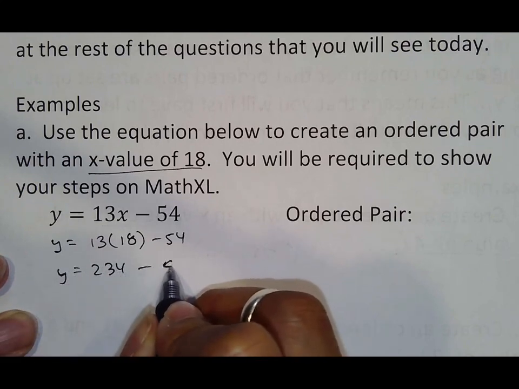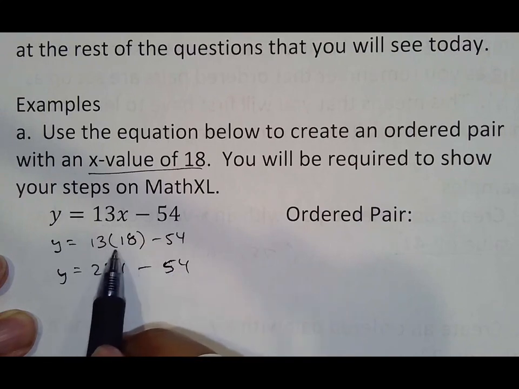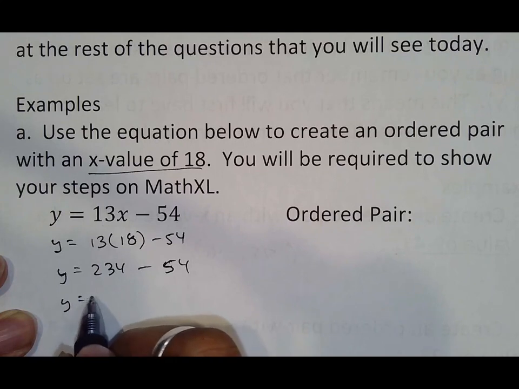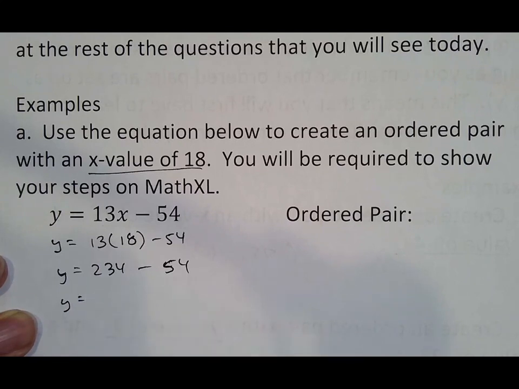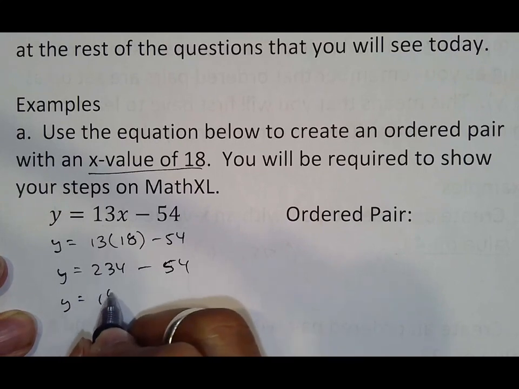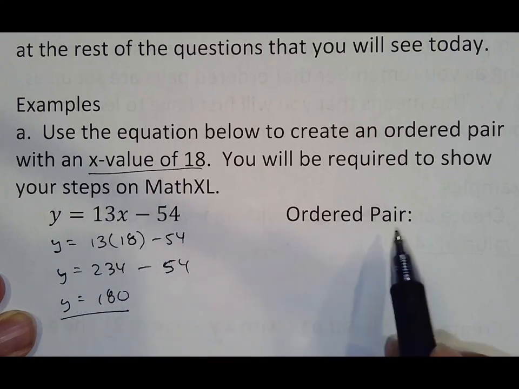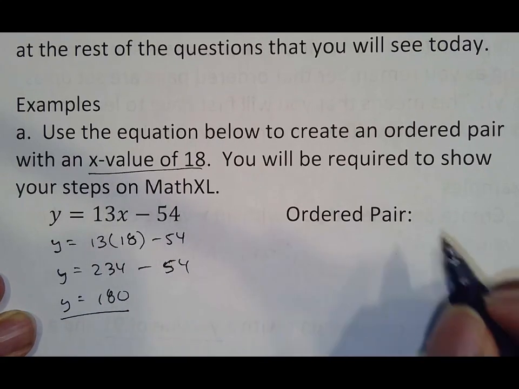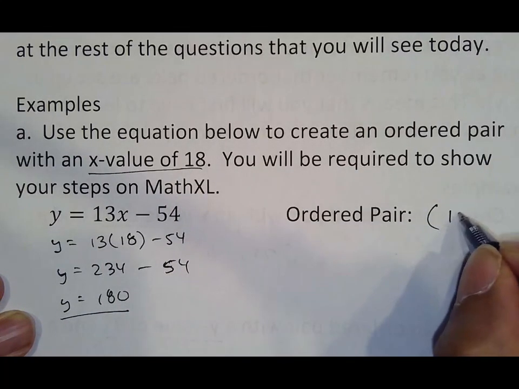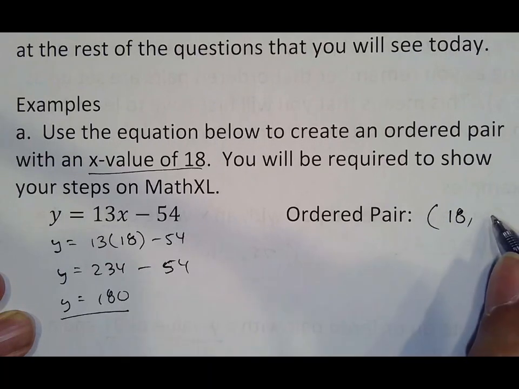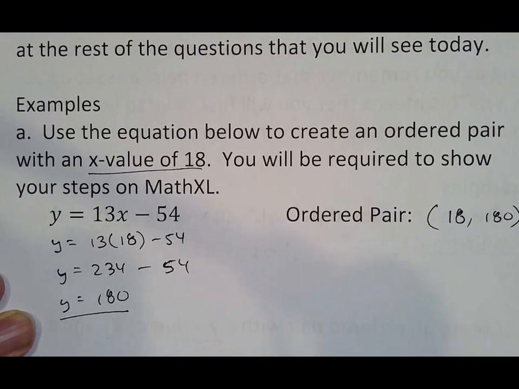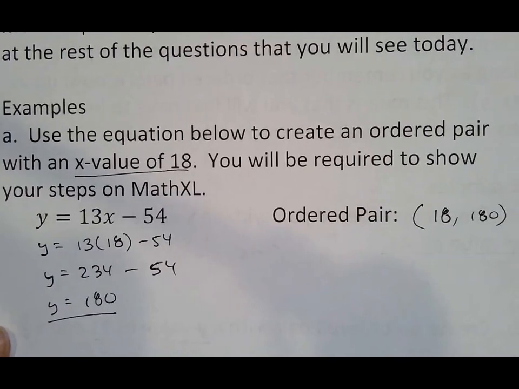So 13 times 18 is 234. Minus 54, because remember again, order of operations means multiplication first before subtraction, and then 234 minus 54 is 180. Now that's part of what we do, but now we have our y value, we have our x value, and they want the ordered pair, so you've got to remember again, x goes first, so 18, y would be 180, and so that would be your ordered pair for that question.